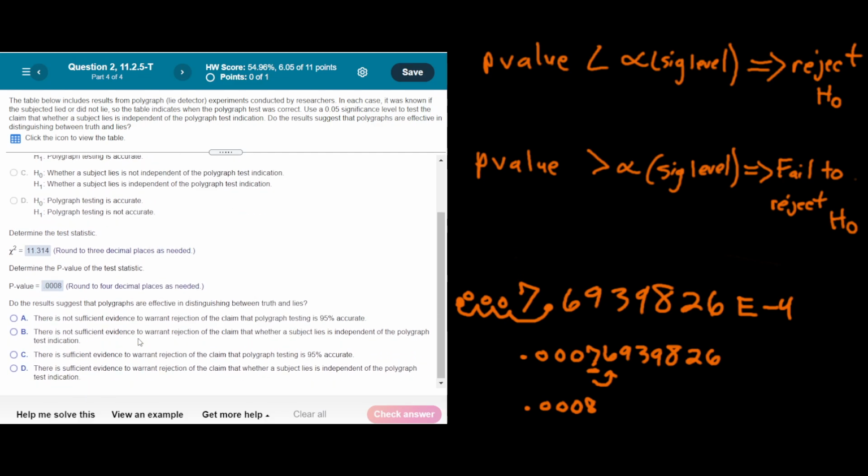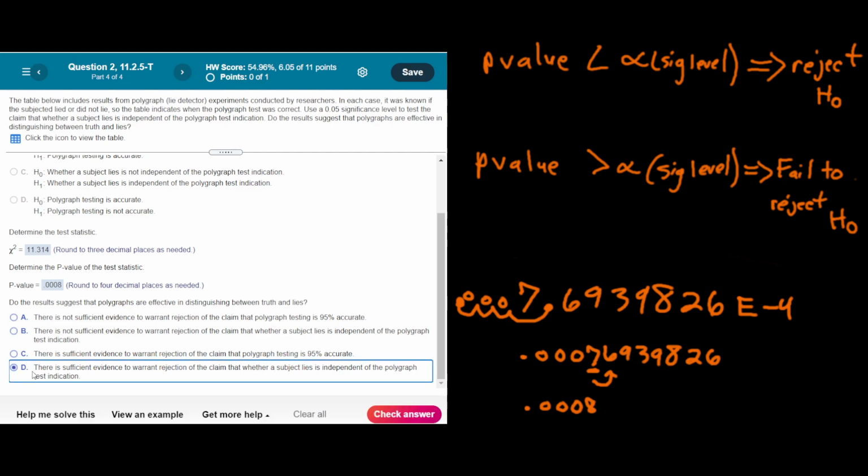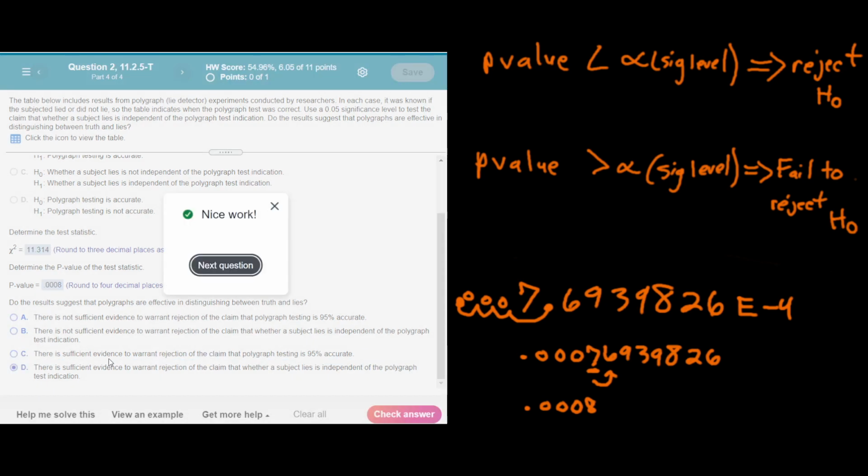So what is this supposed to be, technically a two-tail? Okay. There is sufficient evidence to warrant the rejection of the claim that the polygraph didn't. No, I don't think that's what we're dealing with. We're talking about independence. Let's see, there is sufficient evidence to warrant rejection of the claim that whether a subject lies is independent. Yeah, that's more like it. We want that word independent in there somewhere. Nice work.